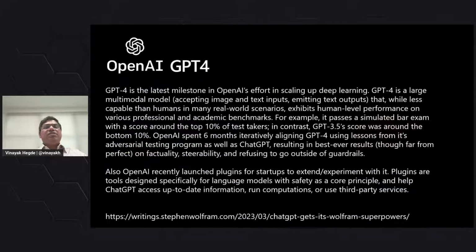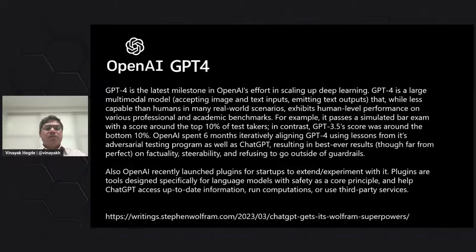GPT-4 is the latest milestone in OpenAI's effort to scale up deep learning. It's a large multimodal model, which means it can accept image and text inputs and emit text outputs. While less capable than humans in many real-world scenarios, it exhibits human-level performance on various professional and academic benchmarks. For example, it passed a simulated bar exam with a score in the top 10% of test takers. Just to give you a contrast, GPT-3.5 scored around the bottom 10%. So you can see the improvement that has happened in a couple of iterations.